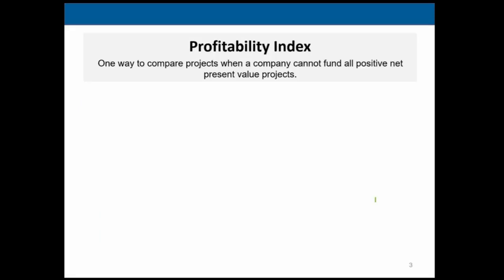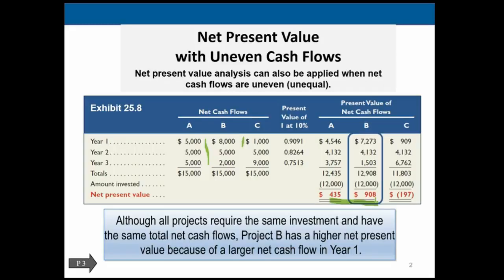Now, one way to compare projects when a company cannot fund all positive net present values. So in this case, note that we would try to invest in both of these possibly if we were thinking that we would invest in a project over that rate of 10%. But what if we don't have enough money to put into both of the projects? Then we have to decide between those two projects. Now again, we might say that the 908 would be better, but the thing that we're not considering in this scenario is, well, how much investment is in there? We're looking at the net return.